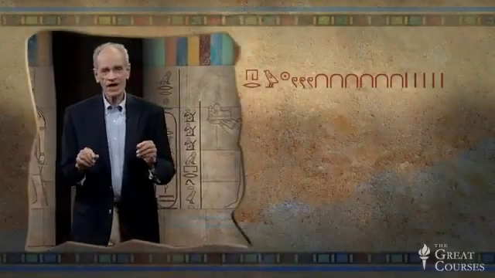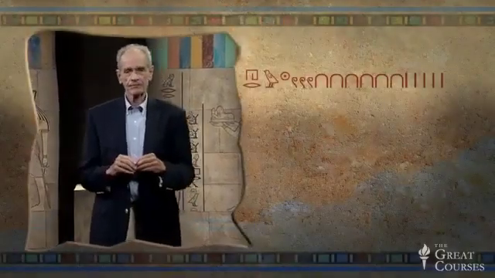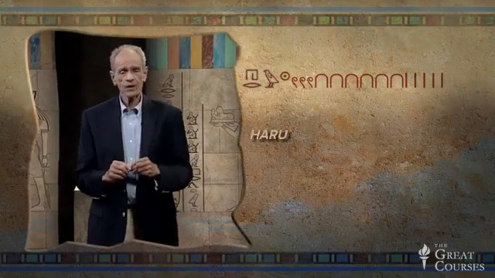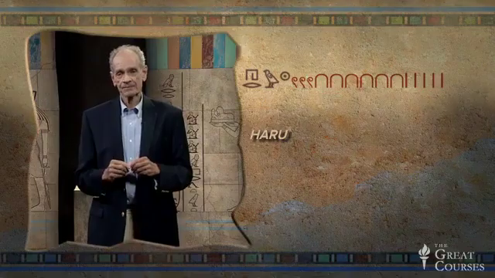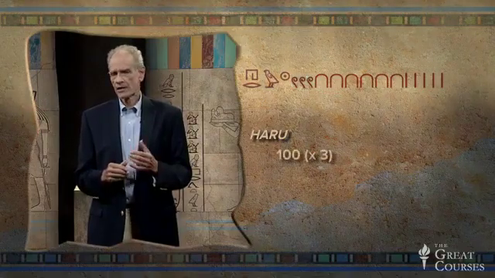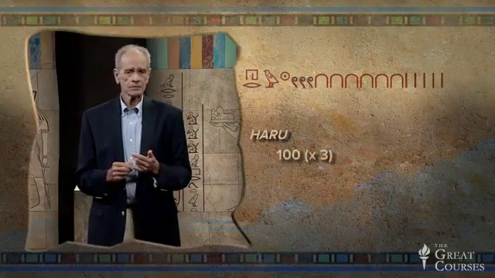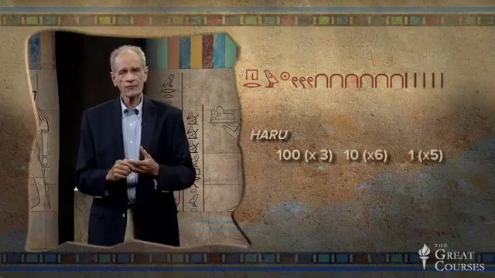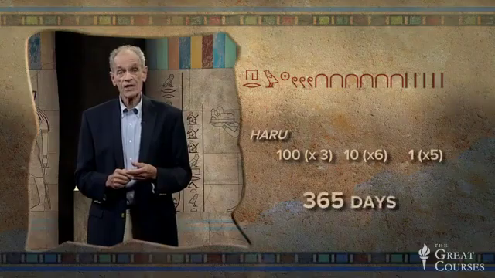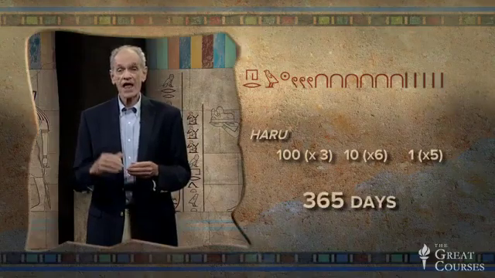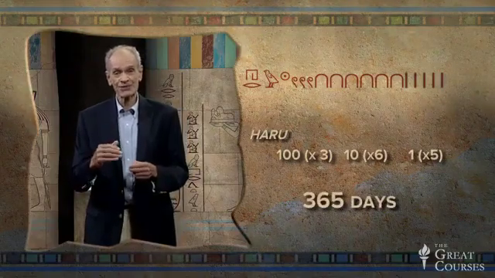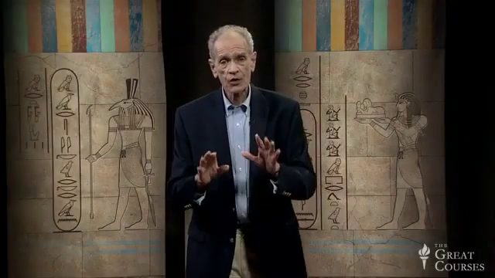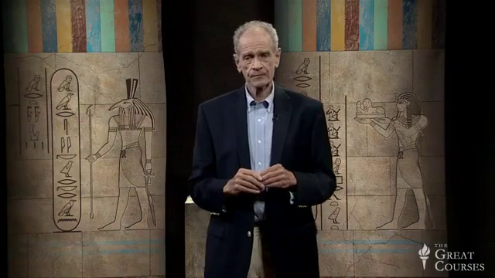So let's translate a phrase. First, the noun is day, haru. So how many days? Well, we have 3 hundreds, 6 tens, and 5 ones. 365 days. That's how long the Egyptian calendar was. We get our calendar from them. Well, we'll talk about that later in the course.